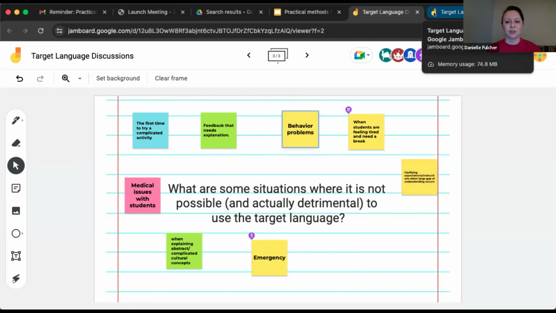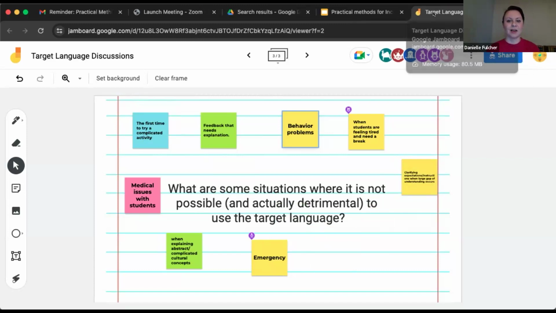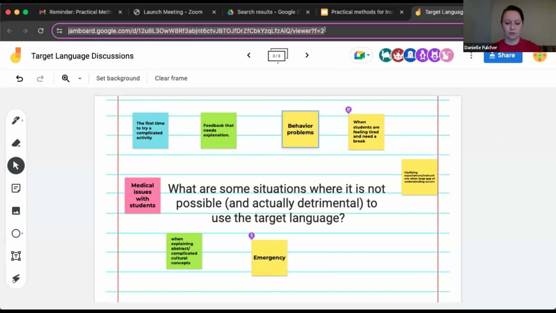Clarifying expectations and instructions when there is misunderstanding. Yes. It's not going to help you to re-explain things over and over in the target language if they're not understanding it in the first place. They're all great responses. And yes, these are some practical obstacles that we can't actually overcome in a typical classroom, something that the research sometimes does not bring into account.